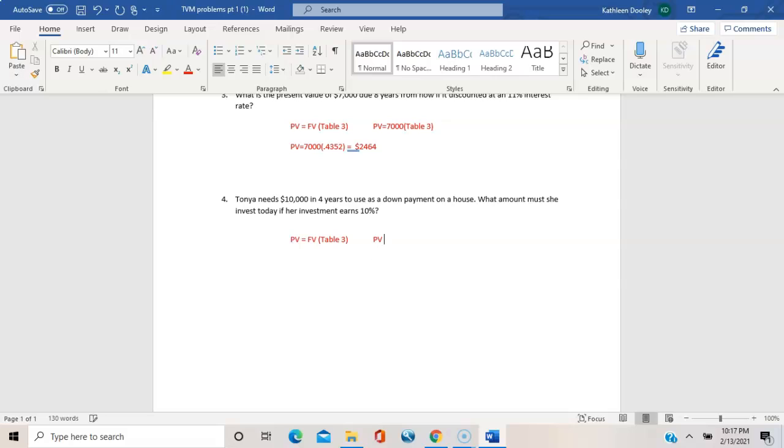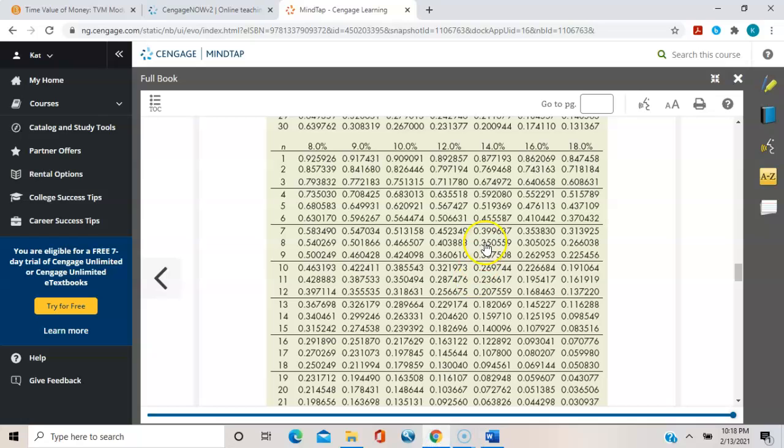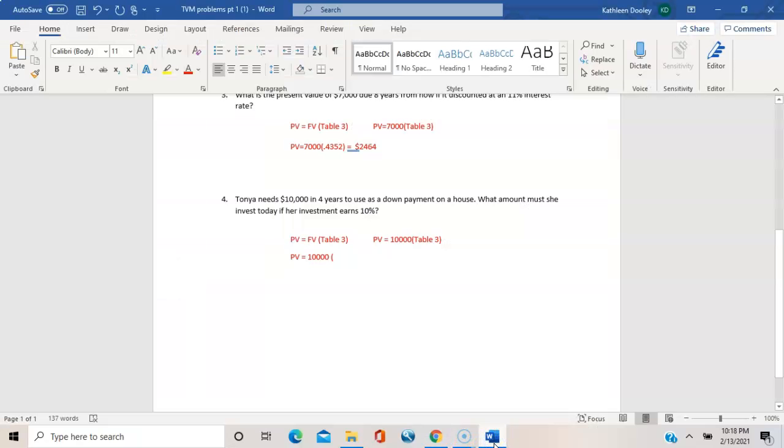So we have PV equals 10,000 times table 3. Let's take a look at table 3, where we want 10% interest and 4 years. Here's our 10% interest. We go down to 4 years: 0.683013.